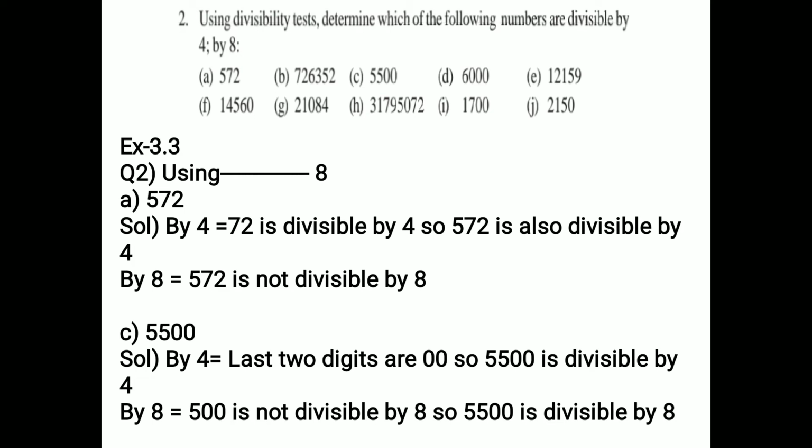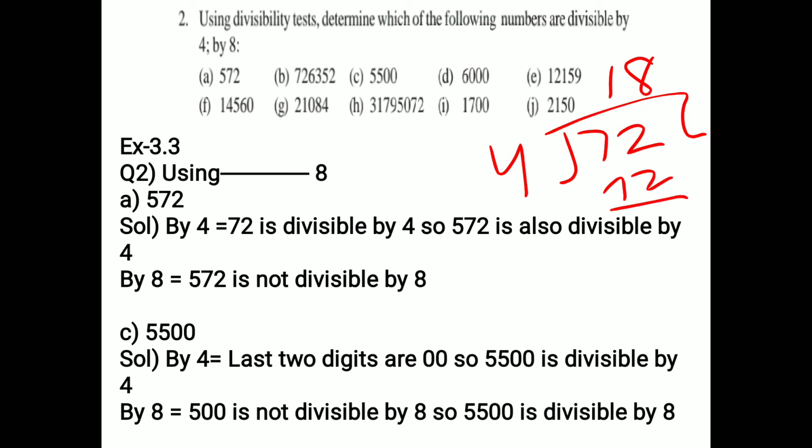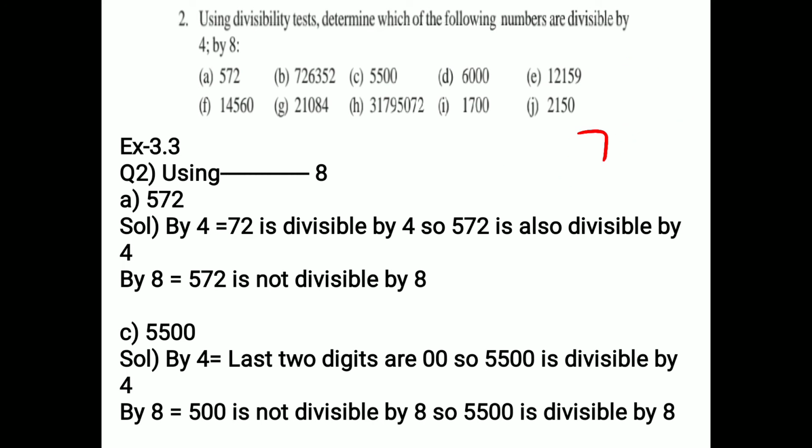Firstly we do by 4. In 4 what do we do? We divide the last two digits. 572 is written, so the last two digits are 72. What you have to do is divide 72 by 4. You can divide in a rough column also. When you divide it, your answer comes 18 and the remainder is 0. Now the remainder is 0, it means 72 is divisible by 4. If 72 is divisible by 4, it means 572 is also divisible by 4.